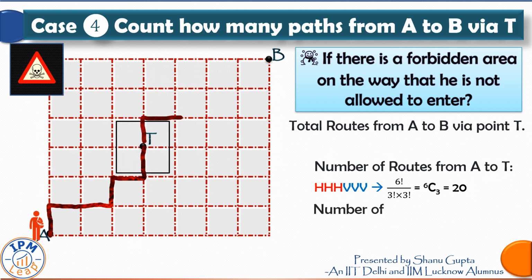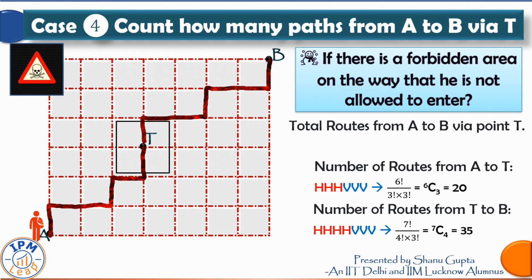Similarly, let's count the number of routes from T to B. 4 horizontal steps and 3 vertical steps. Number of routes will be 7 factorial upon 4 factorial into 3 factorial. That is 7C4, which is equal to 35 routes. Therefore, the total number of routes from A to B via point T will be 20 into 35, 700. And we have again used the fundamental rule of counting here.